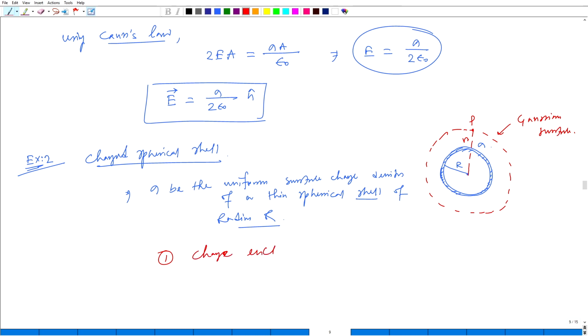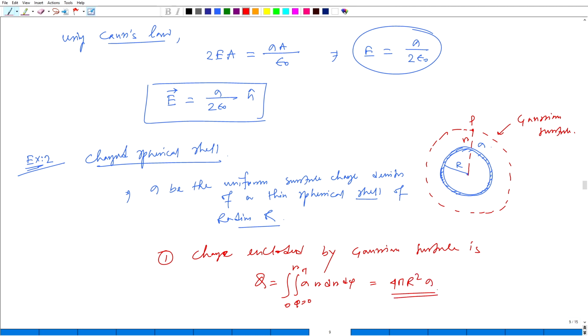So, what is the charge enclosed by the Gaussian surface? It is sigma times the area integral, right. The double integral, r from 0 to r, theta from 0 to pi, and phi from 0 to 2 pi, of sigma r dr d phi.